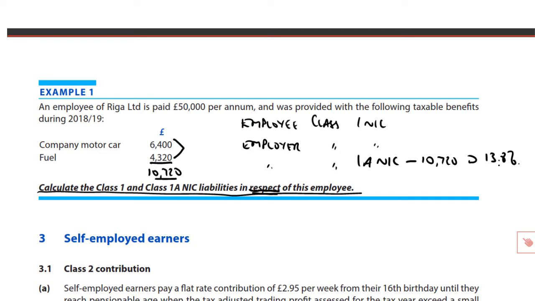We've then got the Class 1 NICs. So that's based on the cash earnings. And there we go. He's paid £50,000 per annum. In terms of £50,000, right, £50,000 is above our upper limit of £46,350.